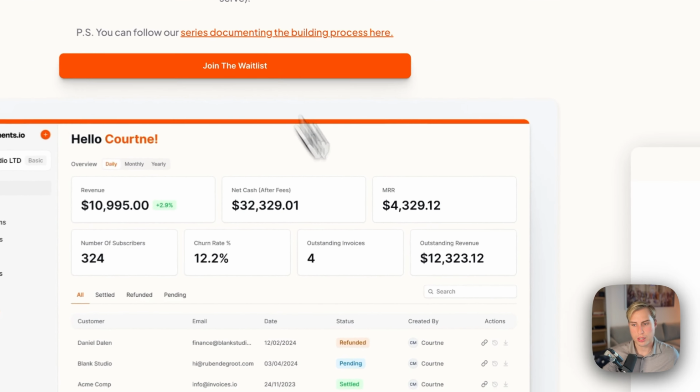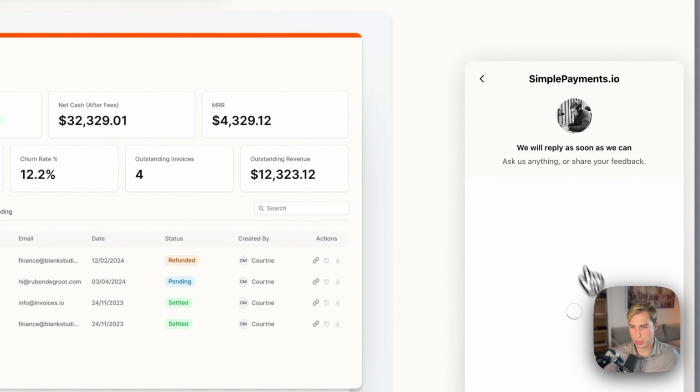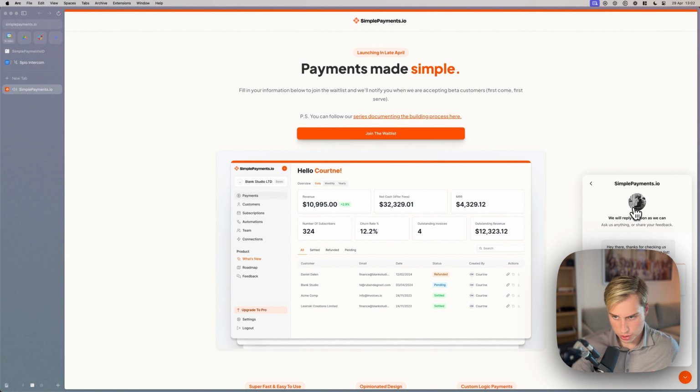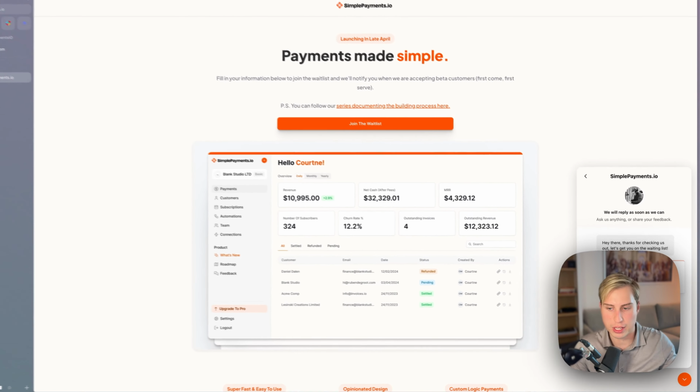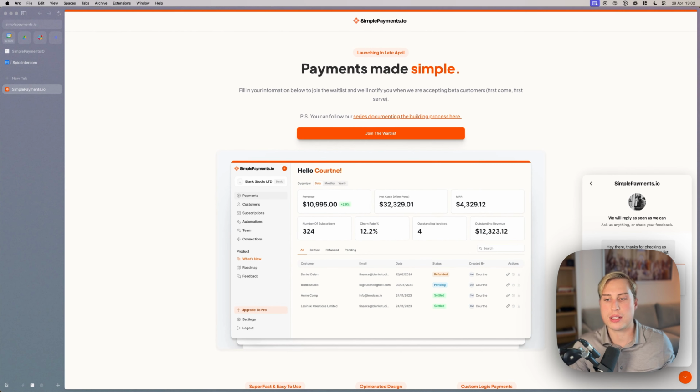Now, if you press this, immediately what happens is a conversation comes up with Intercom. A couple things there. First, you can see that it has a picture of me. So again, how we spoke about using that person and using that name. Next, it says, hey there, thanks for checking us out. Let's get you on the waiting list. And it's asking for their name. Now you can see that this has already pre-filled this. The reason it's pre-filled it is because I've already filled out this form just testing it. And so what it's done is it's picked up my IP address and it knows who I am already.